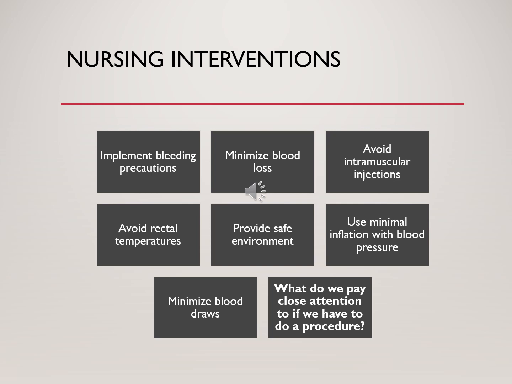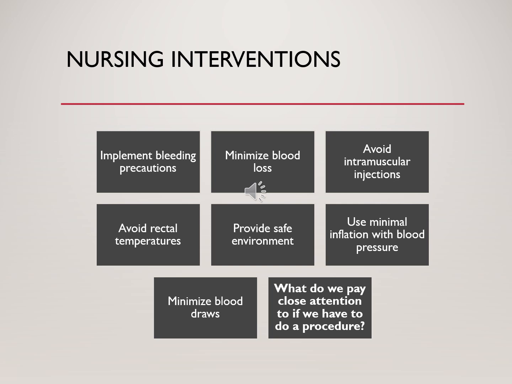Our nursing interventions are going to include implementing bleeding precautions. We're also going to want to minimize blood loss from lacerations or venipuncture. If bleeding occurs, apply direct pressure and apply ice to cause vasoconstriction to stop bleeding. This includes direct pressure on sites after blood draws, venipuncture, and different procedures. We want to avoid IM injections. IM injections can cause bleeding into the muscle, and the bleeding can be very difficult to manage.